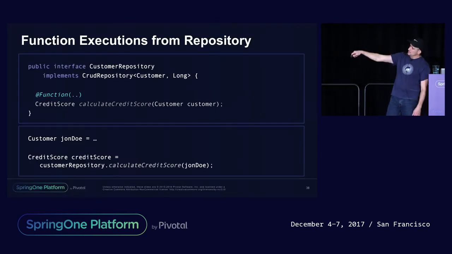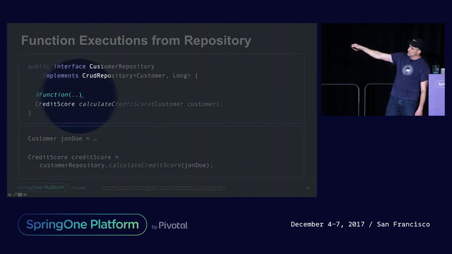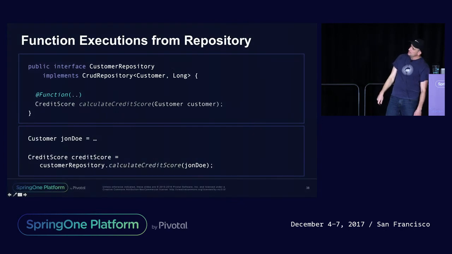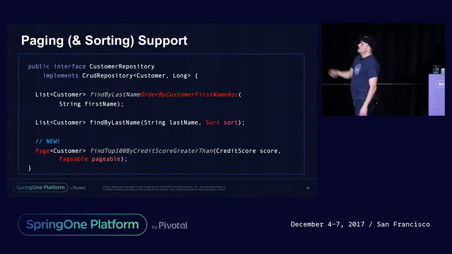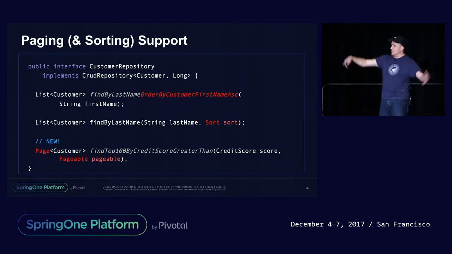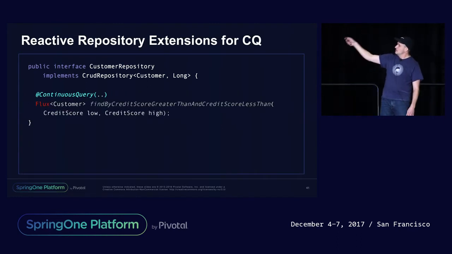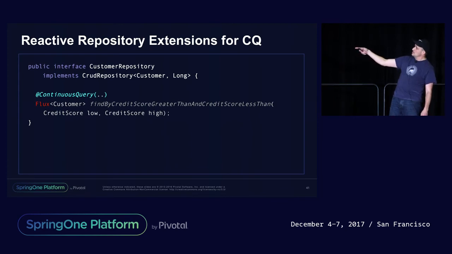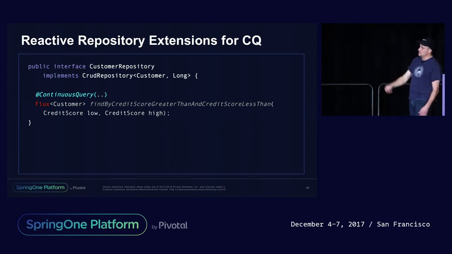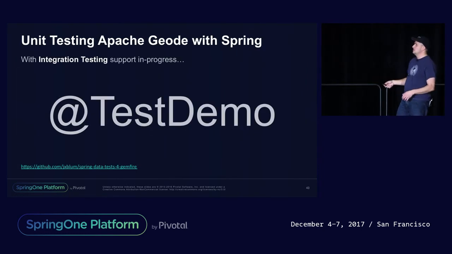But this is what the function executions would look like. By way of example, I would just declare that the repository method is a function, and then that is how I would call it, just your familiar object-oriented syntax. Paging and sorting: like I said, sorting is supported. The new thing would be that you could return a page. That's at the bottom there. The projections, CQ extensions for reactive. You can see that I'm returning a Flux there. So all this stuff is a work in progress. Callbacks for listeners, writers, loaders, transaction listeners, anything you want.